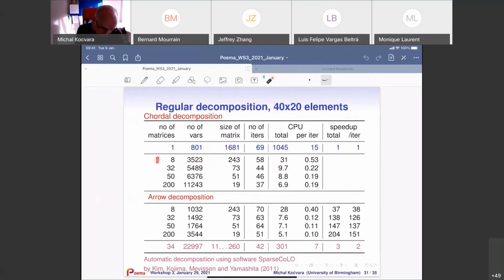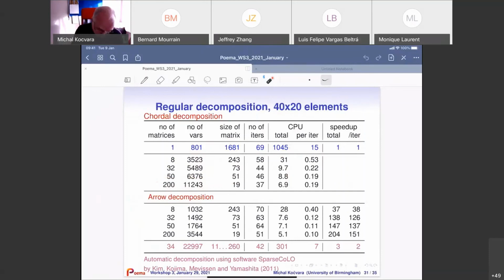And if we go further with the decomposition, if we decompose the original mesh into 200 subdomains, we will get 200 matrix variables, 200 LMIs instead of one. We will get many, many more variables, but very small LMIs, 19 by 19 matrices. And the result is that we go from 1000 seconds to only 7 seconds when we solve it by MOSEK.